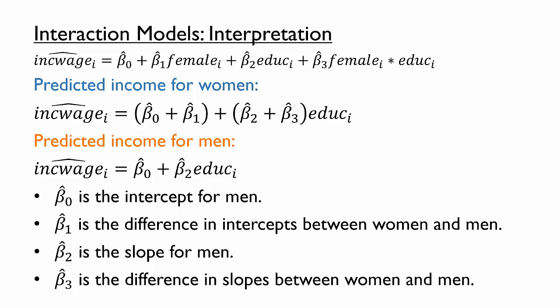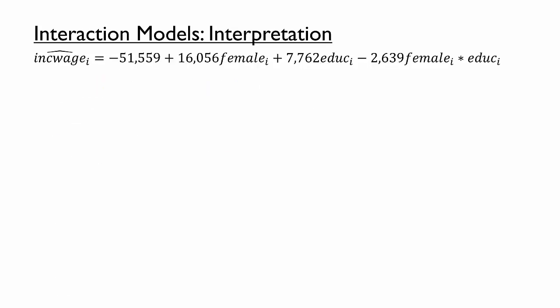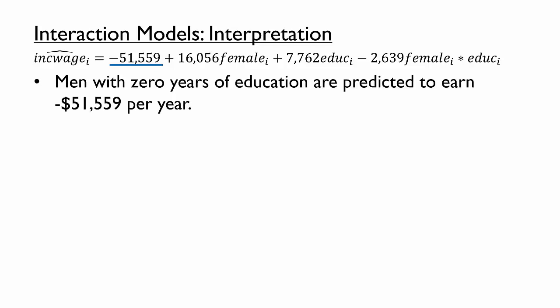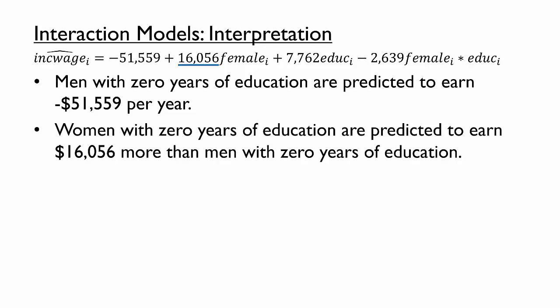Let's apply these interpretations to the numerical estimates of our model's coefficients. The model's intercept is also the intercept of the income-education relationship for men, so that men with 0 years of education, again remembering that this is an out-of-sample extrapolation, are predicted to earn negative $51,559 per year. The estimated female coefficient is the difference in intercepts, so that women with 0 years of education are predicted to earn $16,056 more than men with 0 years of education.